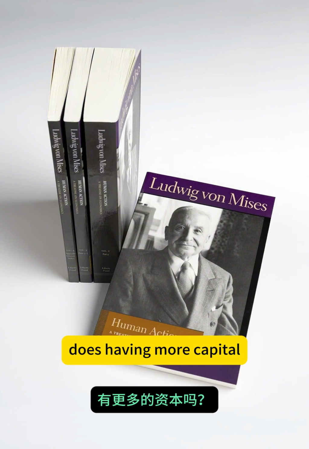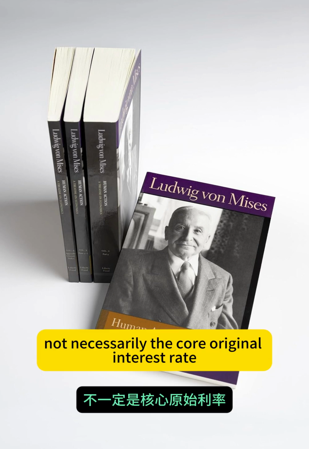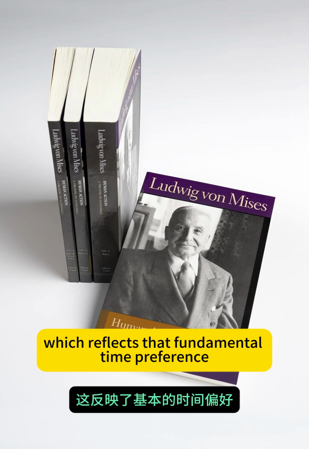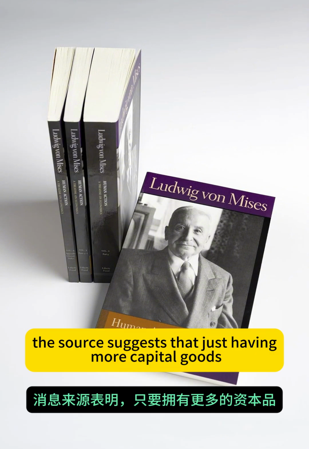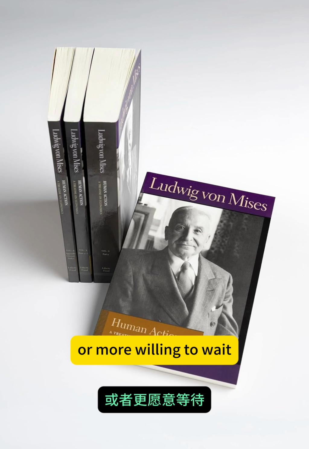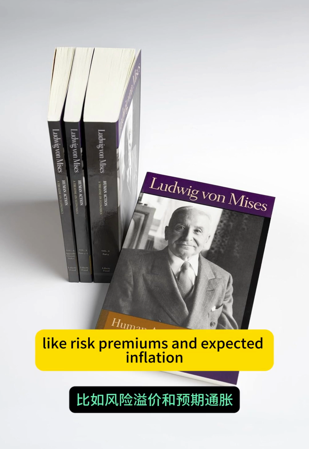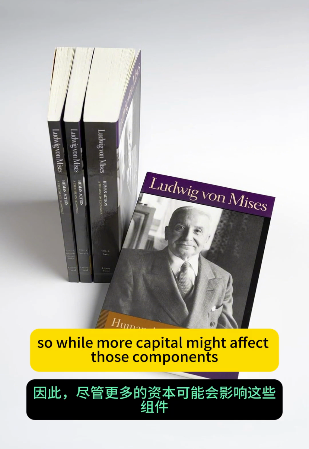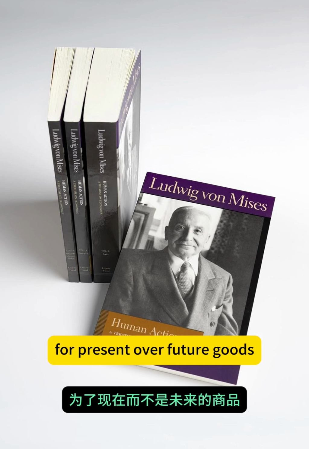Does having more capital automatically mean interest rates go down? Not necessarily. The core originary interest rate reflects that fundamental time preference. The source suggests that just having more capital goods doesn't automatically make people less impatient or more willing to wait. The actual market interest rates we see, the gross rates, include other things too, like risk premiums and expected inflation. So while more capital might affect those components, it doesn't necessarily change the underlying preference for present over future goods.